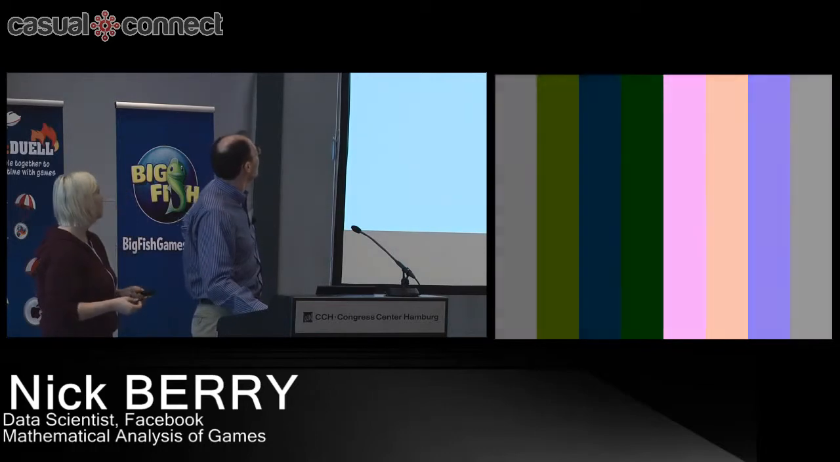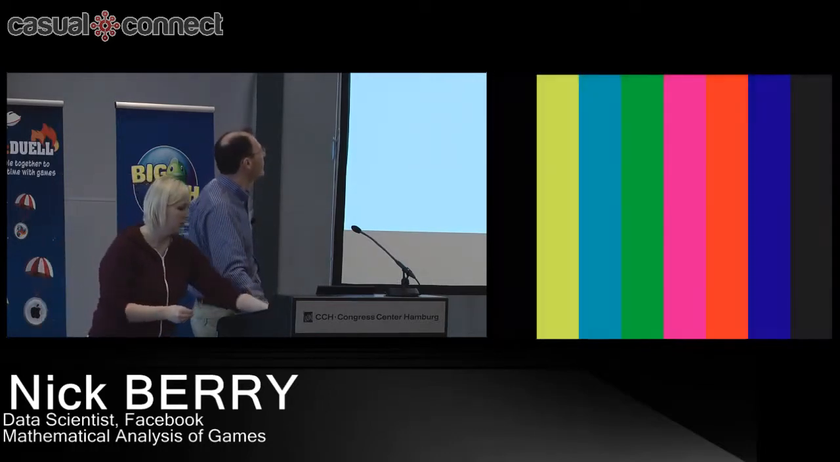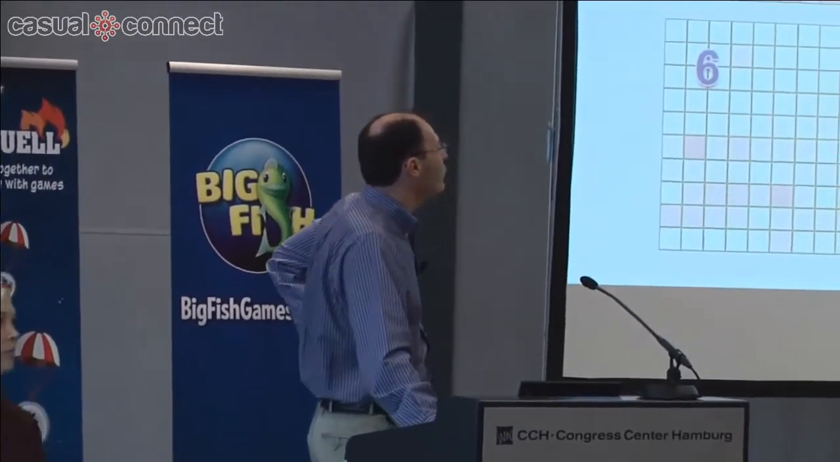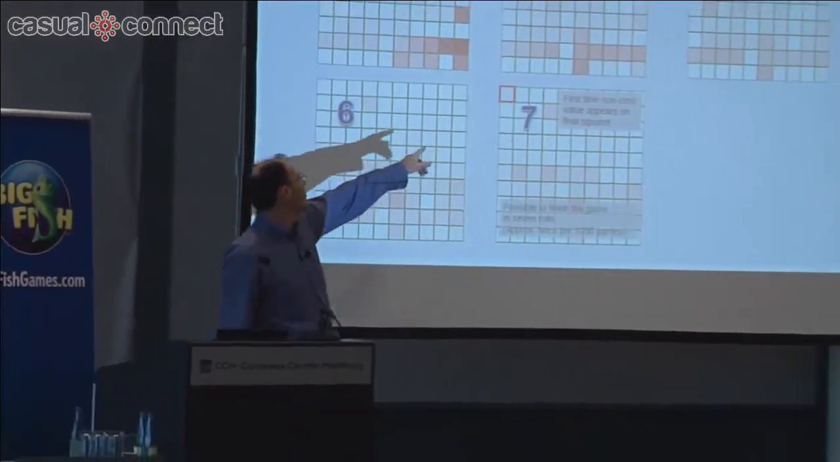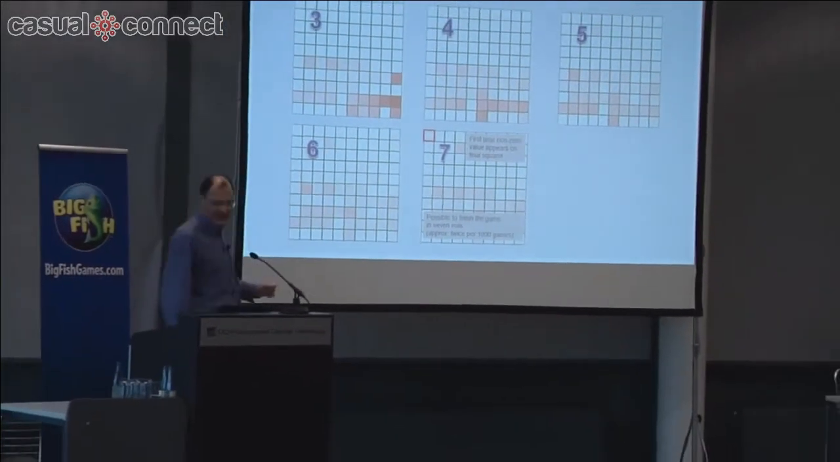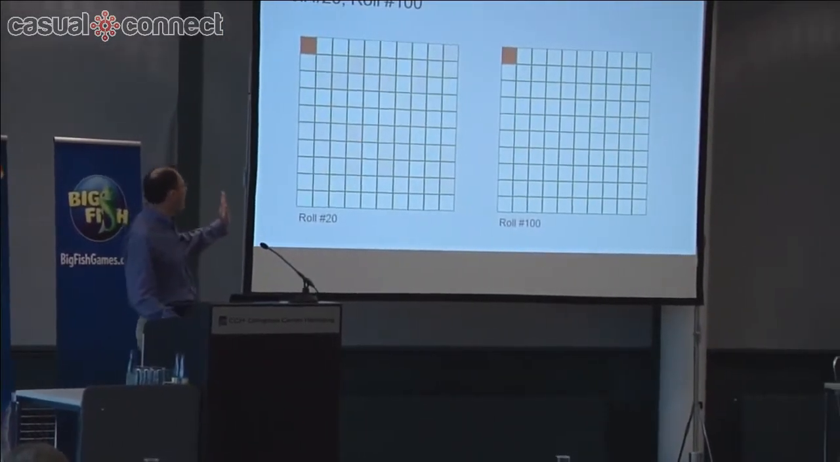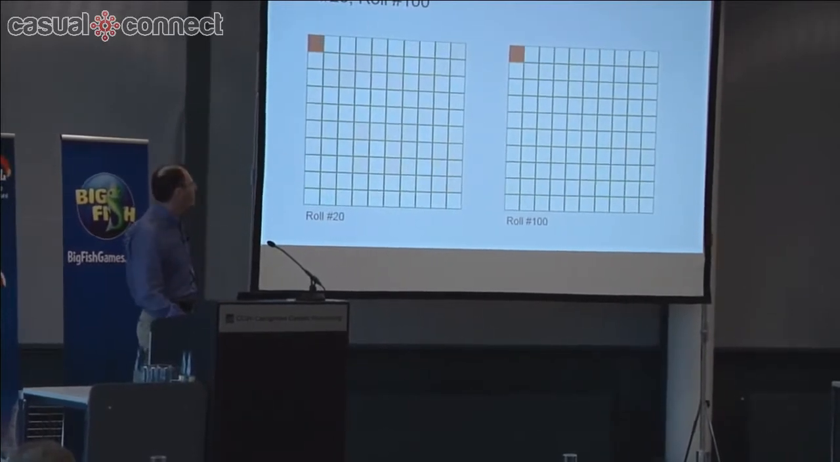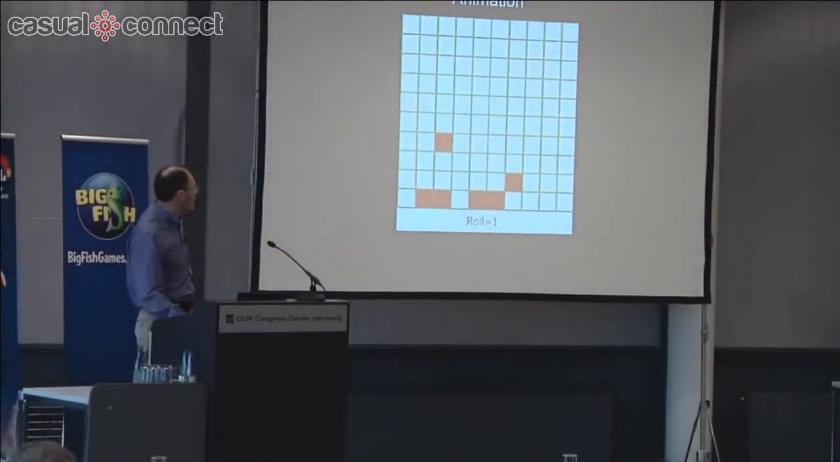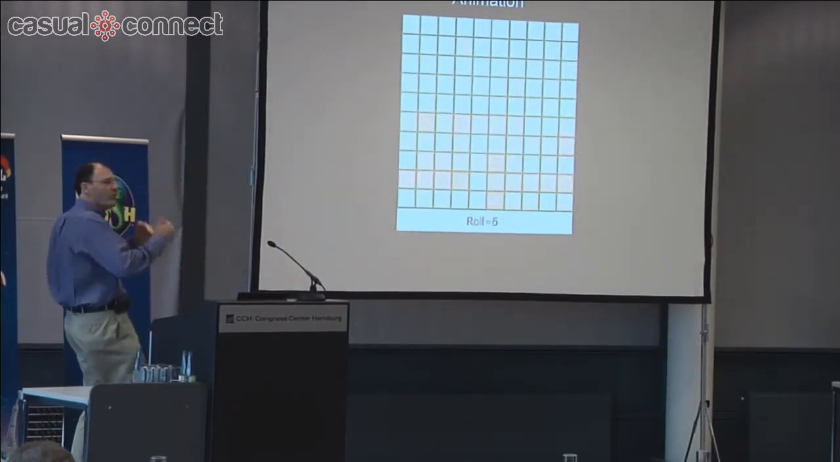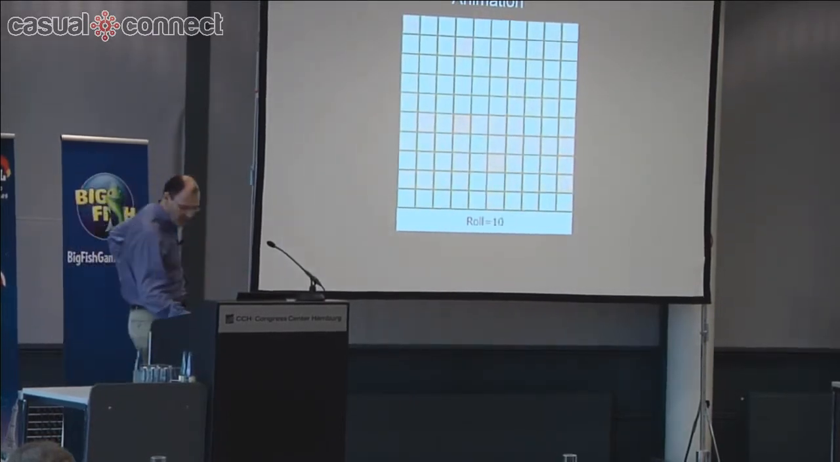So here we have roll 3, roll 4, 5, 6, and you can see the probability cloud moving over. When we get to roll 7, there is a non-zero chance that we can actually get to the end and finish the game. Roll 8. By the time we get to roll 20 or 100, the chance that we're on the final square is very high. Here's an animation. You can sort of see as the rolls move on, the probability cloud moves further and further afield.